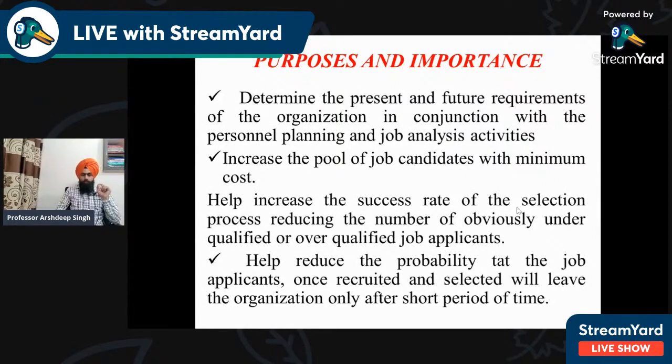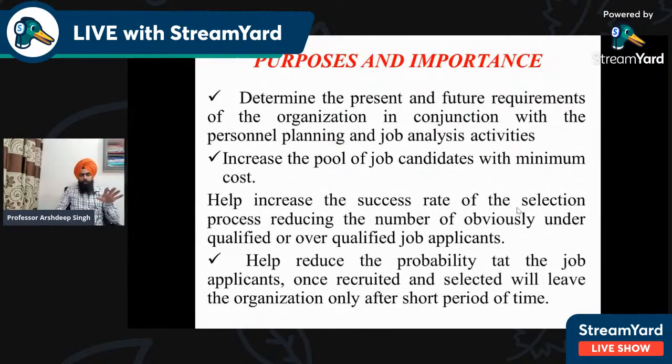Next, it builds a pool of job candidates with minimum cost. Input is less, but we can get a larger number of skilled and capable employees. Next, it helps to increase the success rate of the selection process, reducing the number of obviously underqualified or overqualified job applicants. Recruitment is a scientific process with different steps, which will be explained later.